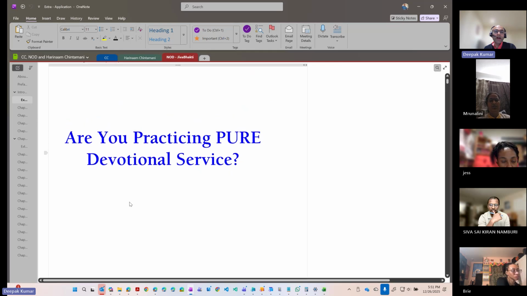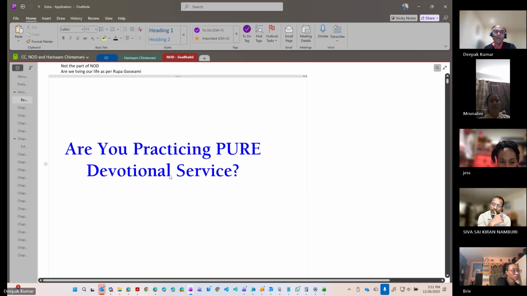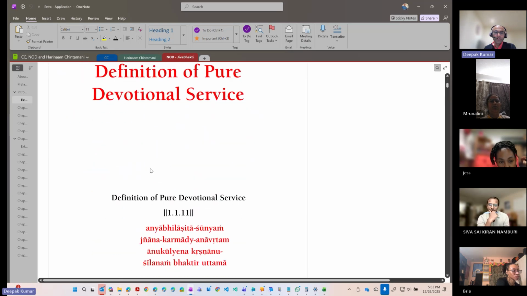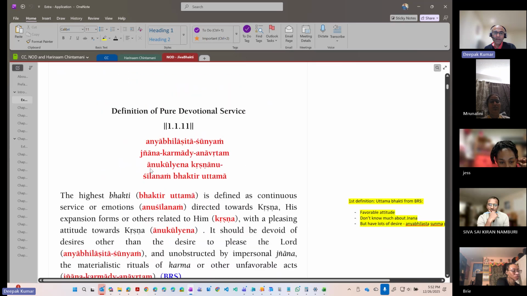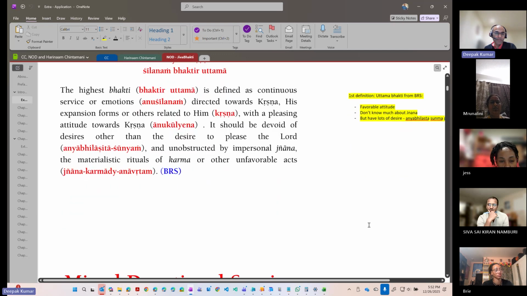So the question is, are we practicing pure devotional service as defined by Rupa Goswami? And this is not part of Nectar of Devotion. This is the extra section which we are going over. So the definition of pure bhakti we just covered. We already did the analysis of that, and we talked about how we have lots of desires. Right? We have lots of desires.